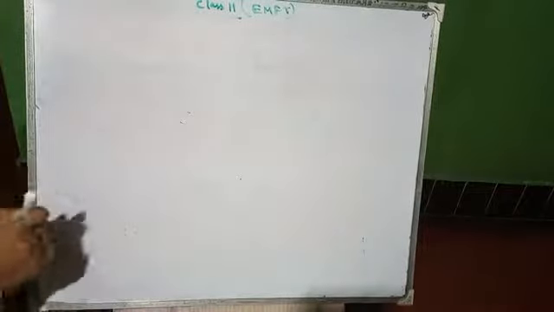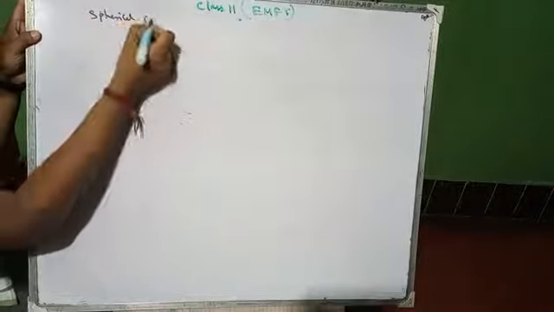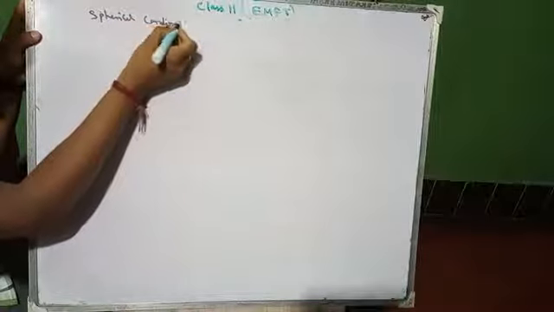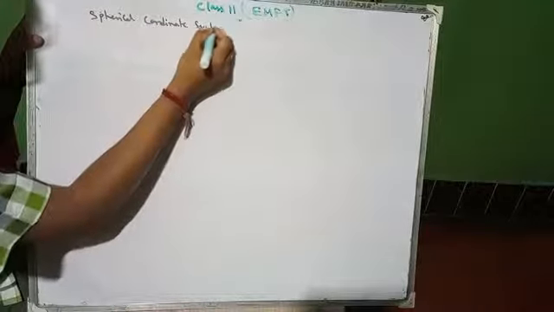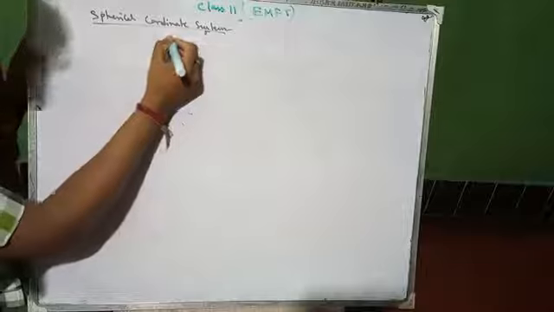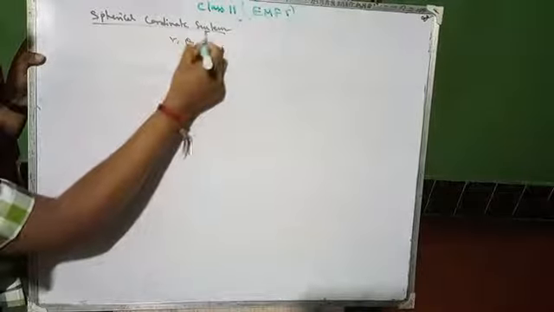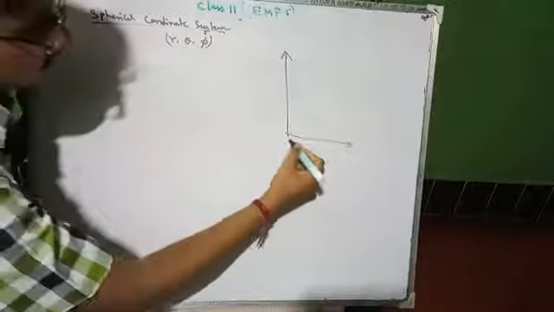Last day the class continued here, that is the spherical coordinate system. Spherical coordinate system means it has three parameters. What are the parameters? R, theta and phi. R, theta and phi, right? So what are R, theta and phi?